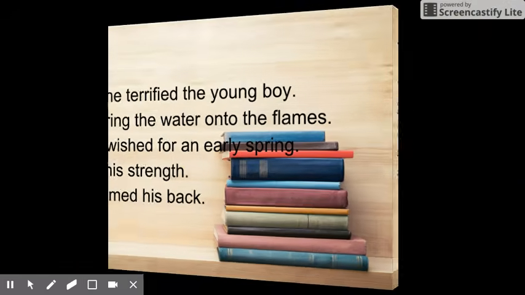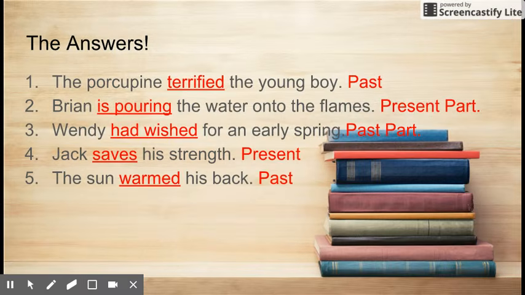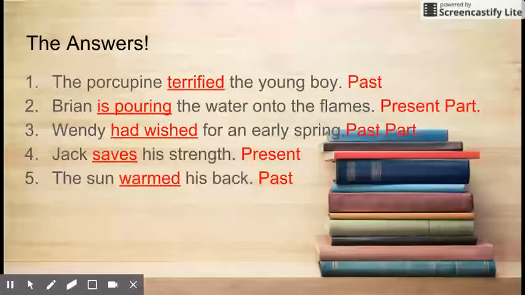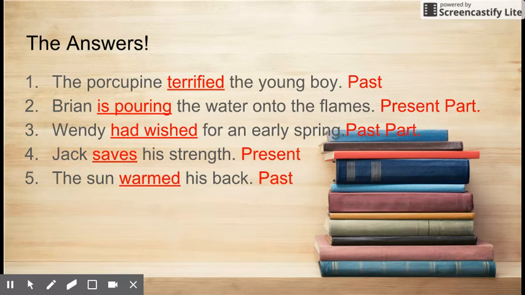So let's see the answers here. So the porcupine terrified the young boy. That's past tense. Now, do you see how understanding and doing all of our steps 1 and steps 2 are still really, really helpful? So what's step 1? Good. Underline and label the verb. What's step 2? Draw the mast.